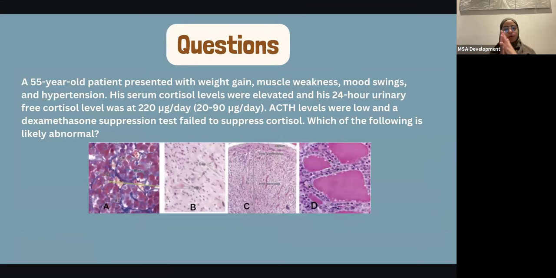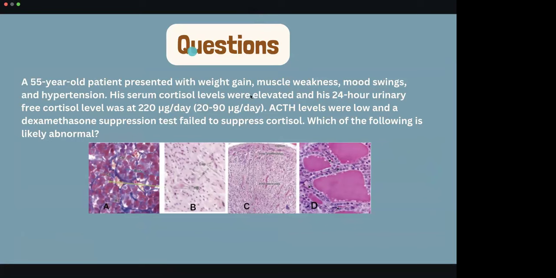So here's another question for you guys. A 50-year-old patient presented with weight gain, muscle weakness, mood swings, and hypertension. His serum cortisol levels were elevated, and his 24-hour urinary free cortisol was at 220, which is very high. The ACTH levels were low, and the dexamethasone suppression test failed to suppress cortisol. Which of the following is abnormal? Yalla, I'll give you guys a minute. Although I feel like this question is very, very obvious.